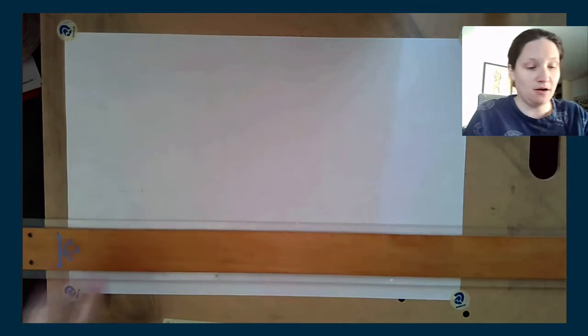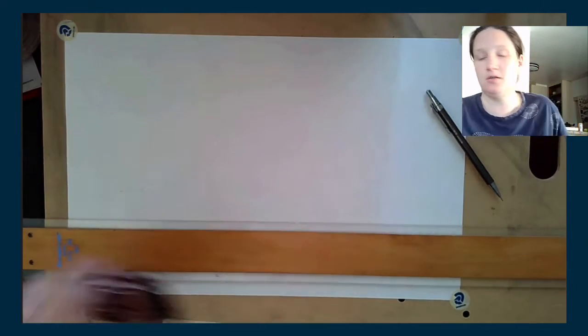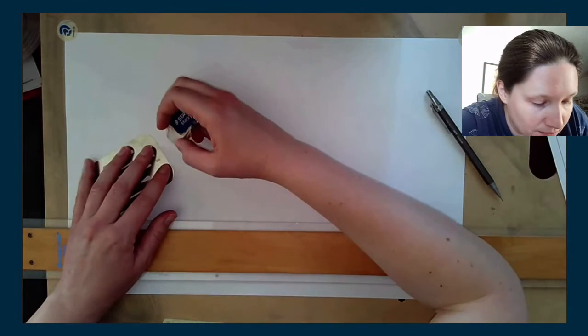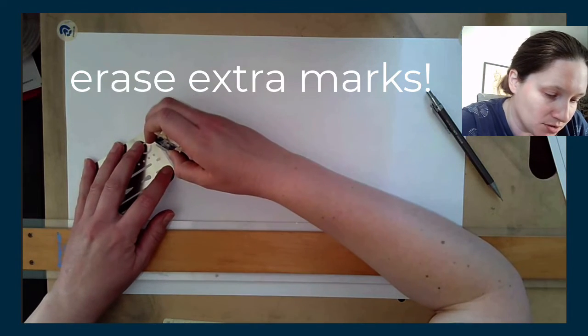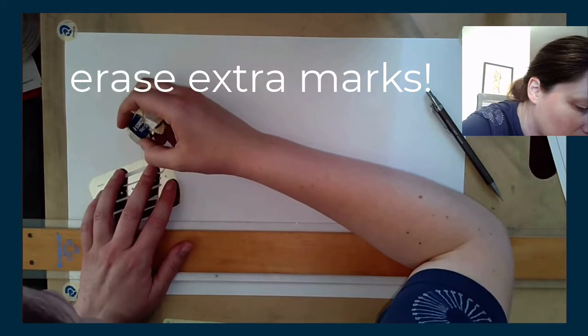Okay, so now all of those lines are drawn. At this point, I'm gonna take my eraser shield and my eraser, and I'm going to erase all the parts of those lines that I do not need in my drawing, okay? So it's just this rectangle.